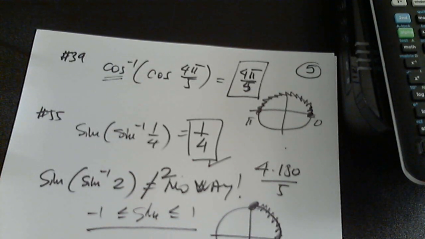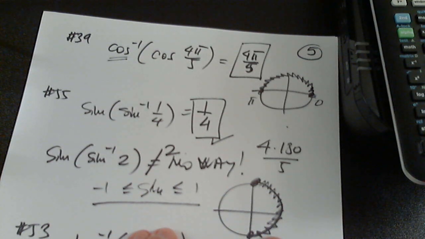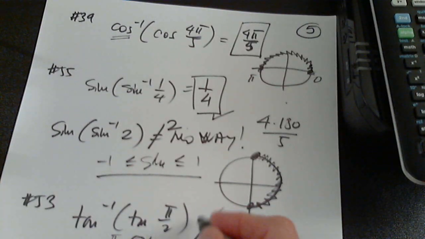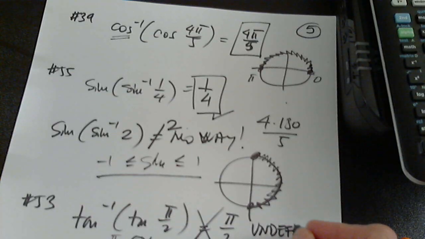So we have tangent inverse of tangent of pi/2. Tangent inverse is outside, so the answer has to be an angle. If I blindly write pi/2, for tangent, the answer has to be anything from -pi/2 to pi/2 except -pi/2 and pi/2. Undefined. I cannot write pi/2. It's undefined.